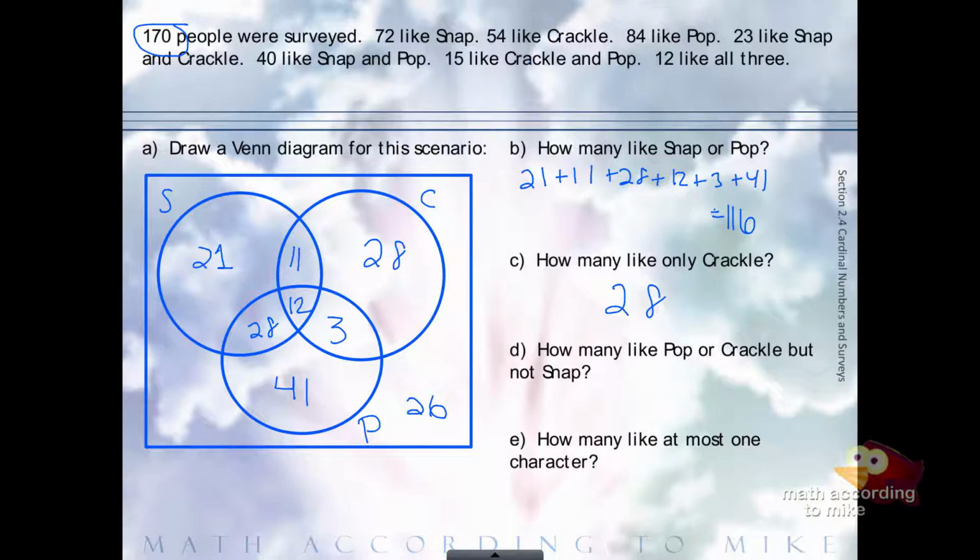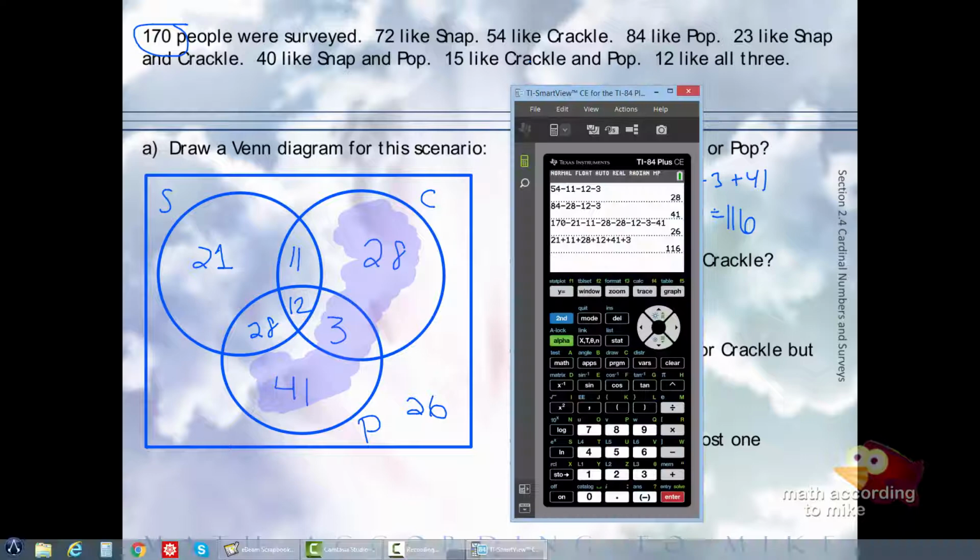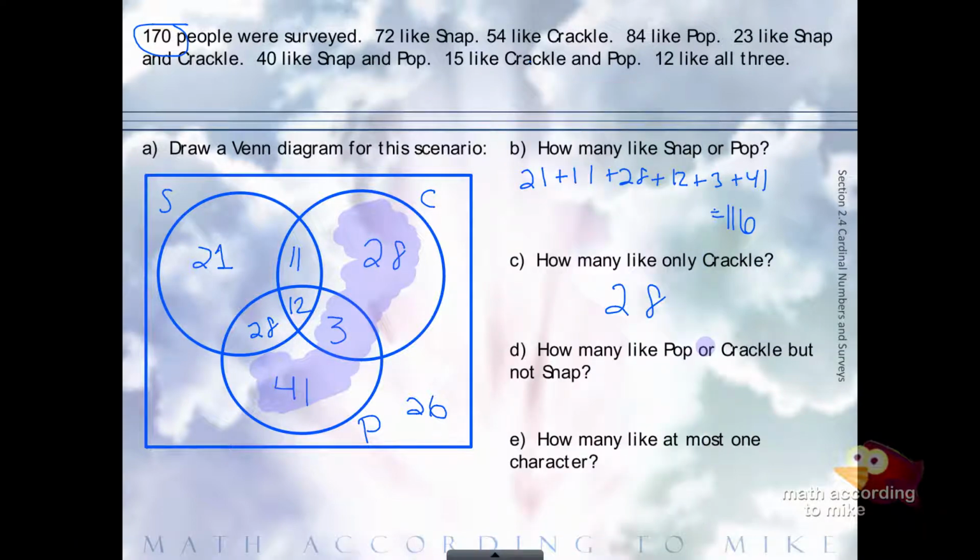How many people like Pop or Crackle but not Snap? So they're in the Pop circle or they're in the Crackle circle, but they are not in the Snap circle. Notice that'd be these three sections added together. No one else will do. 28 plus 3 plus 41. 72. I'm keeping that highlighter there. What did I say? I lost it. It's 72. That's good.